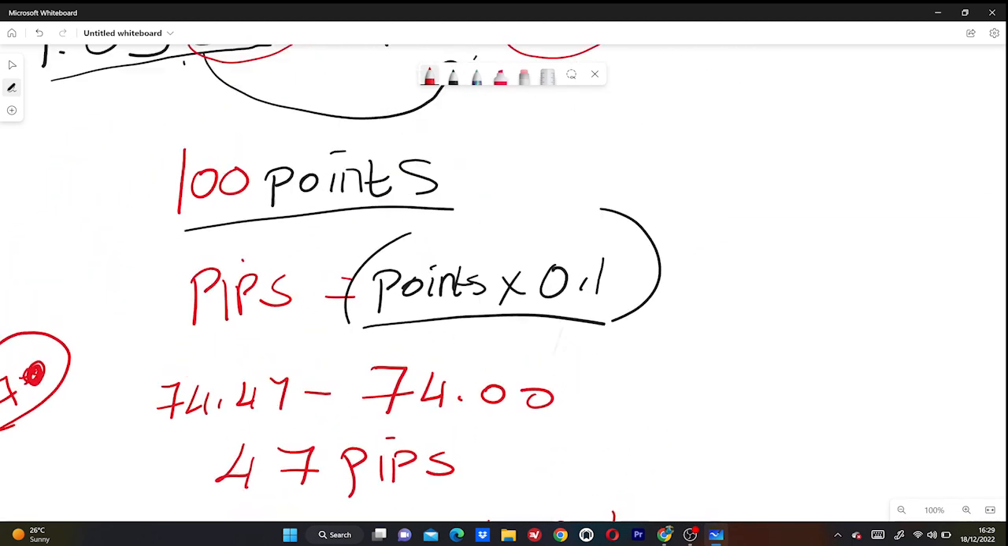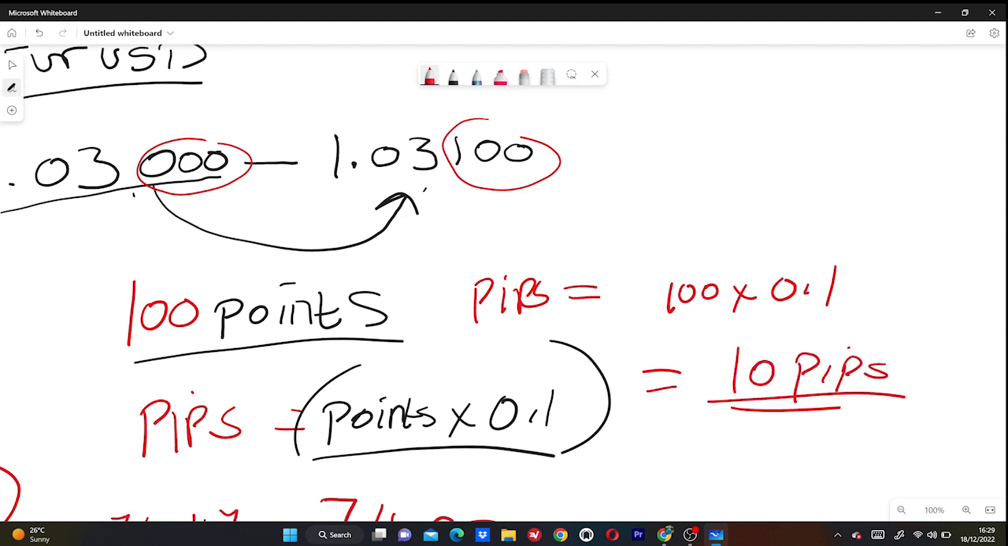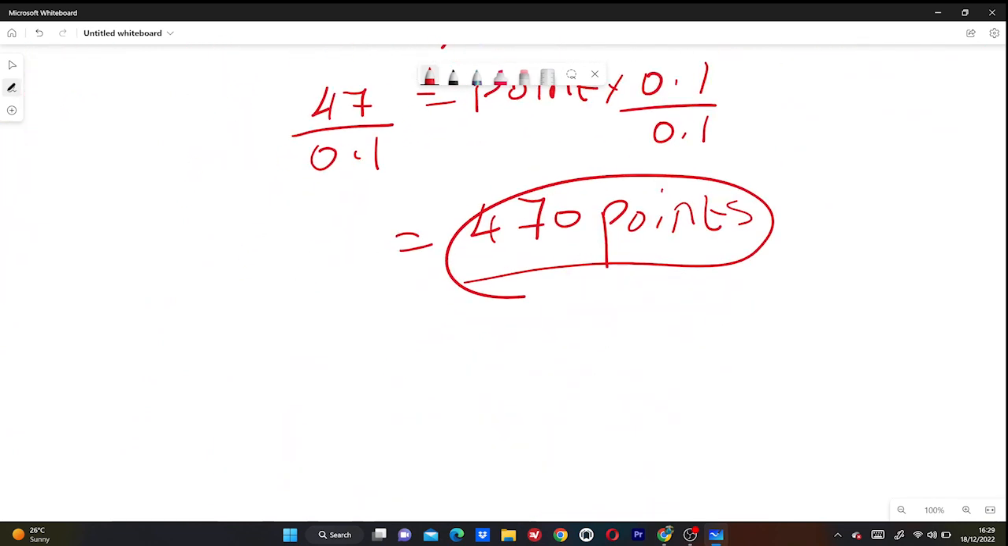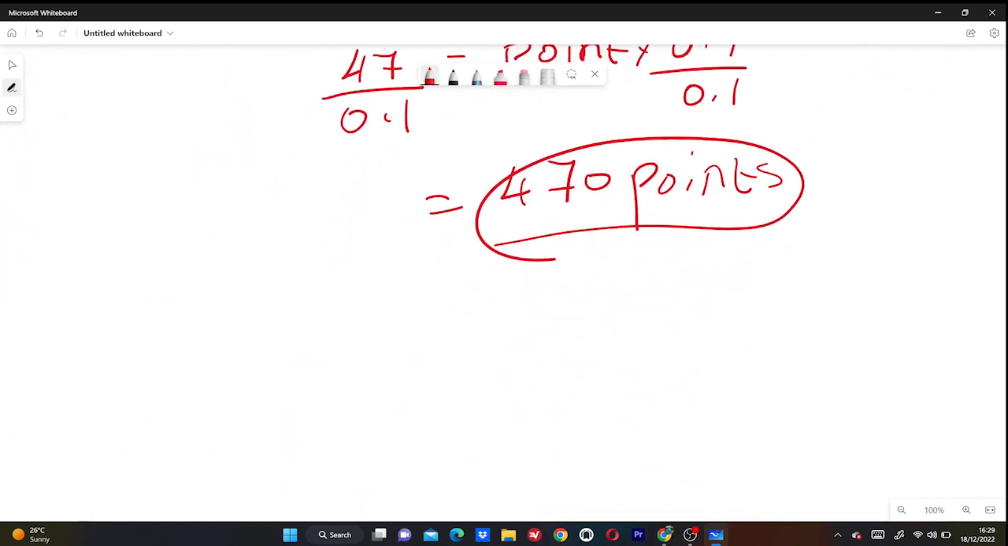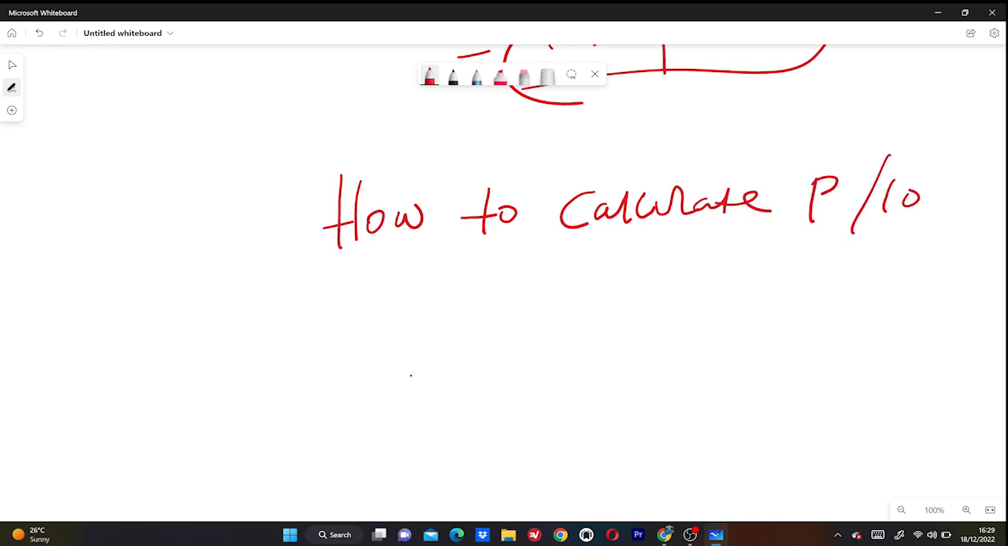But when it comes to points, if you just want to get pips, we multiply 100 times 0.1, and the market has moved by how many pips? 10 pips. Now let's move to another big topic, which is very interesting: how to calculate profit and/or loss. So, how to calculate profit or loss.